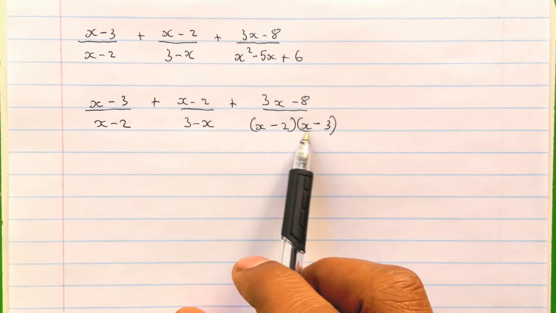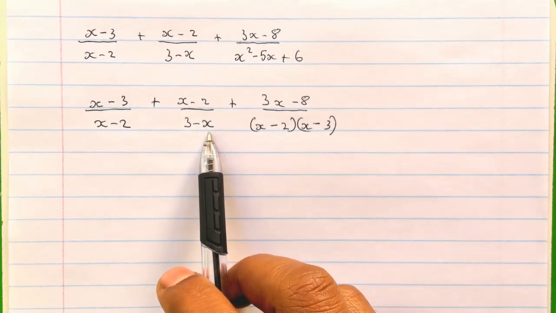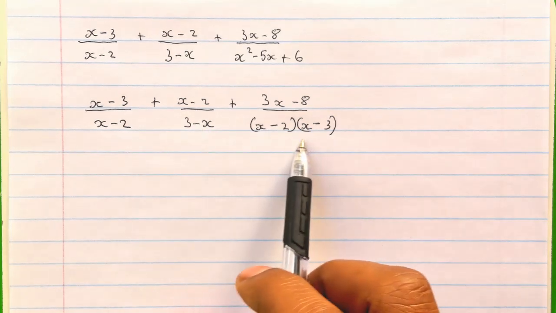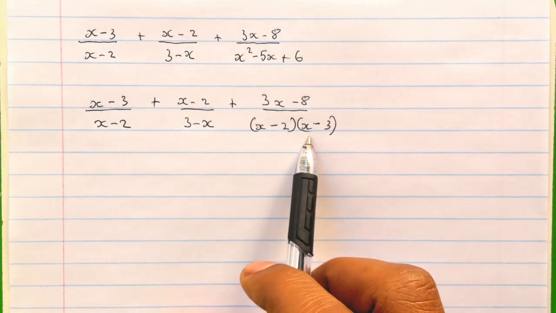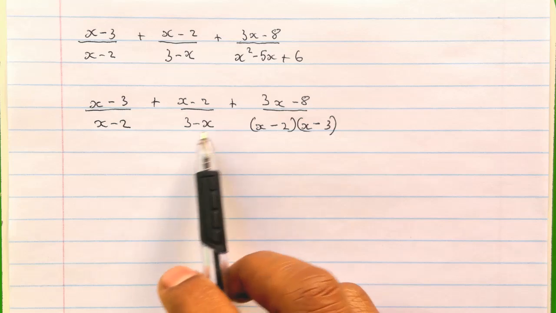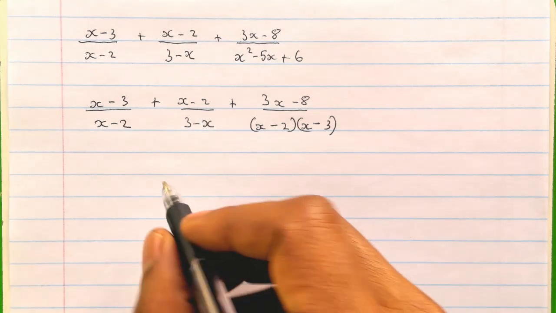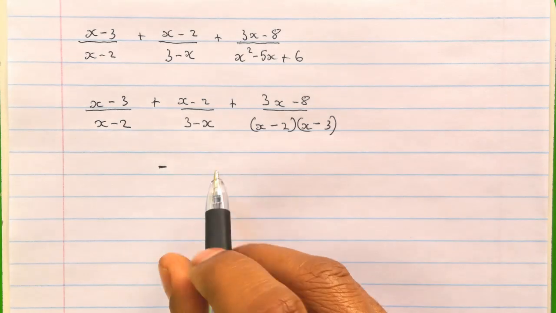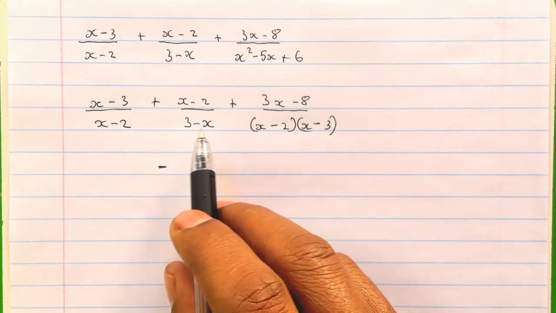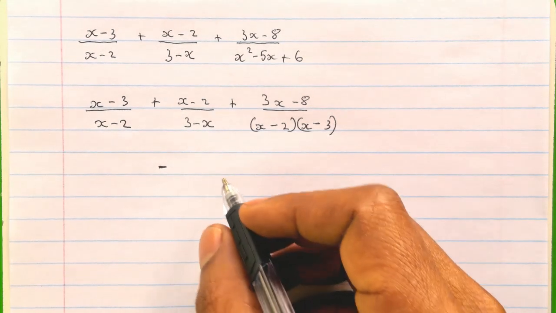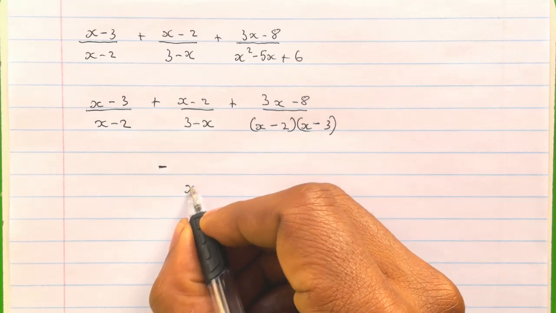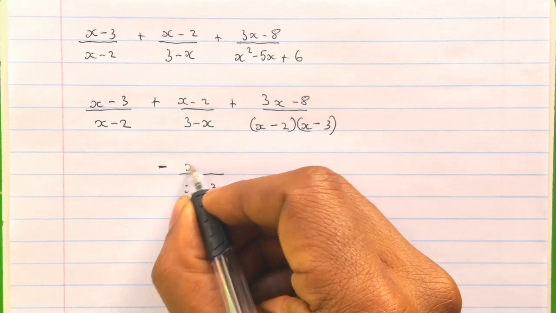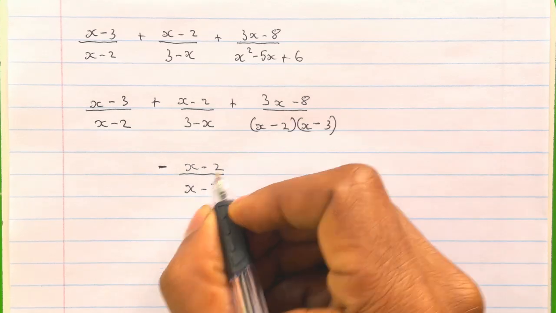What do I do with this one now? Do I change this one to be like this one, or this one to be like that one? It's really up to you. Let's safely change that one. What will I do there? I will multiply by a negative so that this becomes positive and that one becomes negative. So I will have an x minus 3. Then I still have my x minus 2 there.